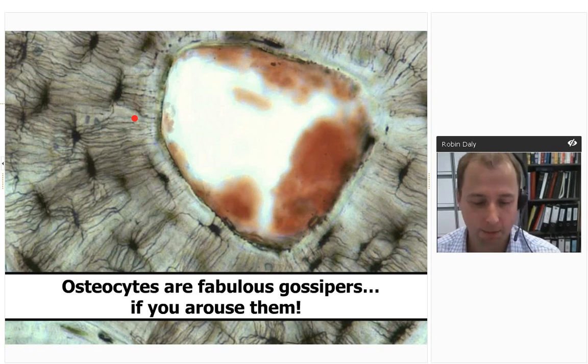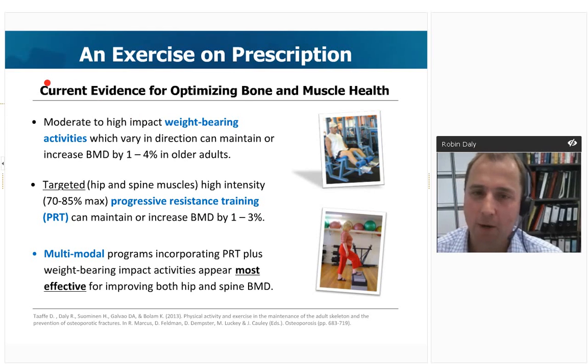So what works? Well, this is a bit of a summary of where we currently sit in terms of what exercise is optimal. So we know that moderate to high impact weight-bearing activities, jumping, skipping, hopping, are really good for improving your bone density. Sure, not everyone's going to be able to do those activities, but the evidence tells us that that is really good because those activities will stimulate bone cells to adapt.